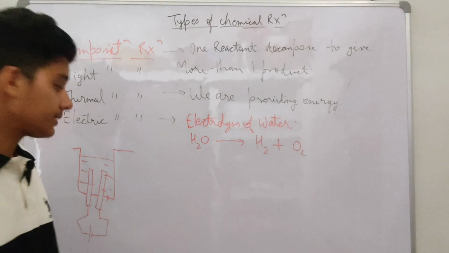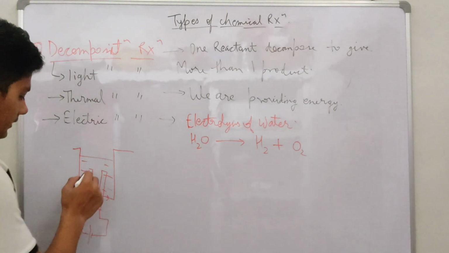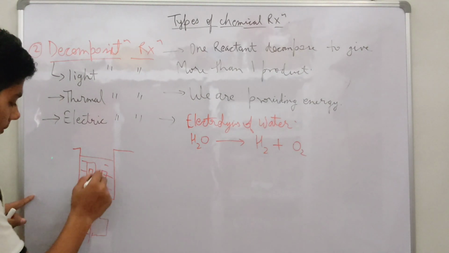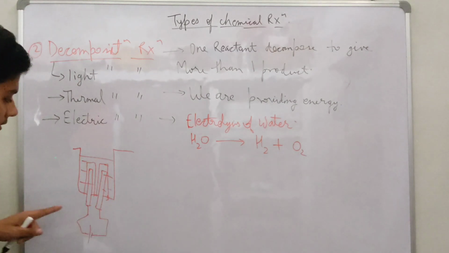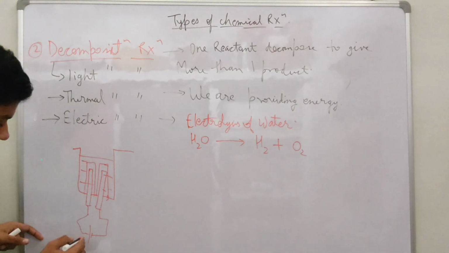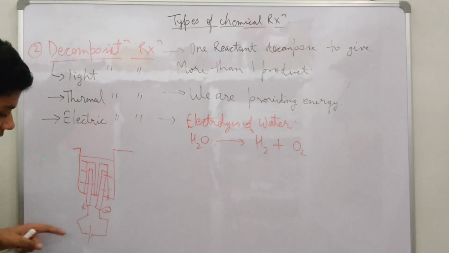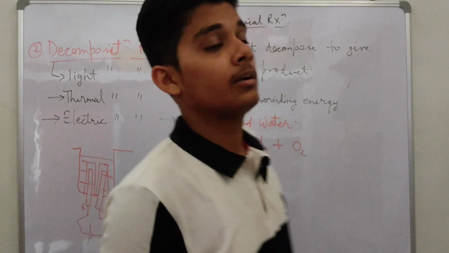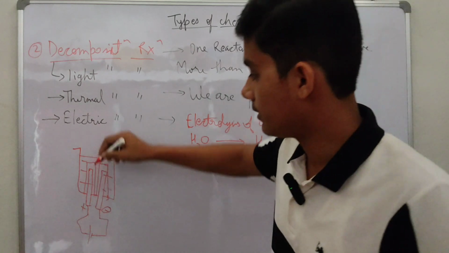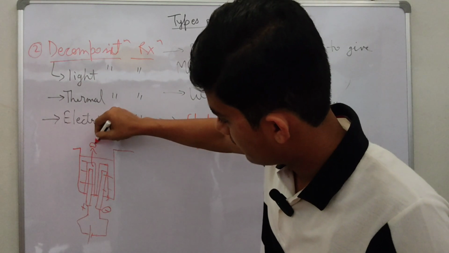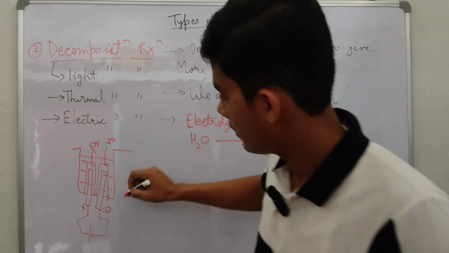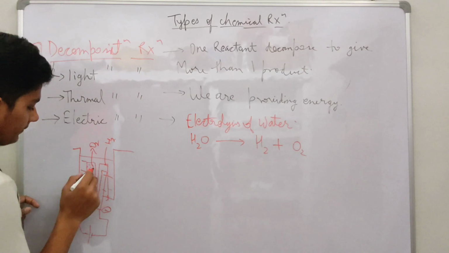Now after completing the circuit, what happens? One more thing, we put test tubes in inverted position on these two electrodes. Now this is the anode and this is the cathode. So after that, when we complete the circuit, what happens? On the positive electrode, means anode, oxygen collects, and on the cathode what collects? Hydrogen. It will be collected here in the test tube.